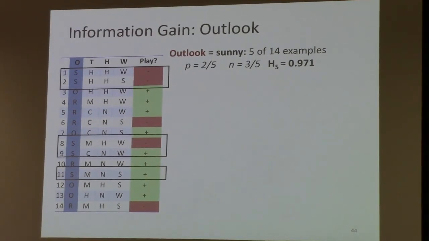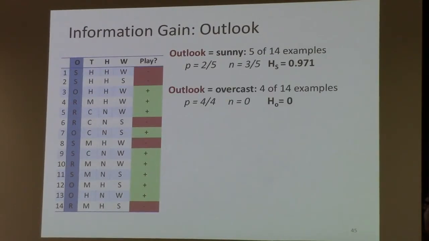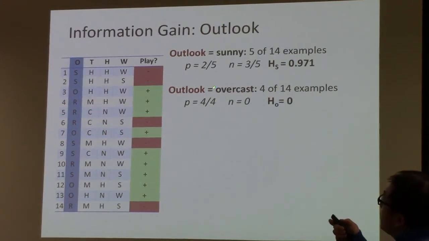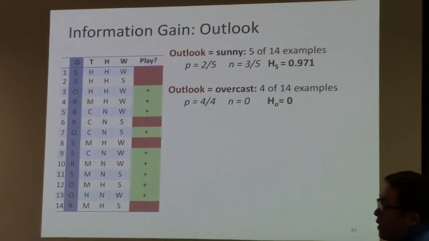Now let us look at the second data subset, obtained by splitting the data with the outlook. This is a data subset where the instances have the attribute outlook with the value overcast. Then how many examples do we have?